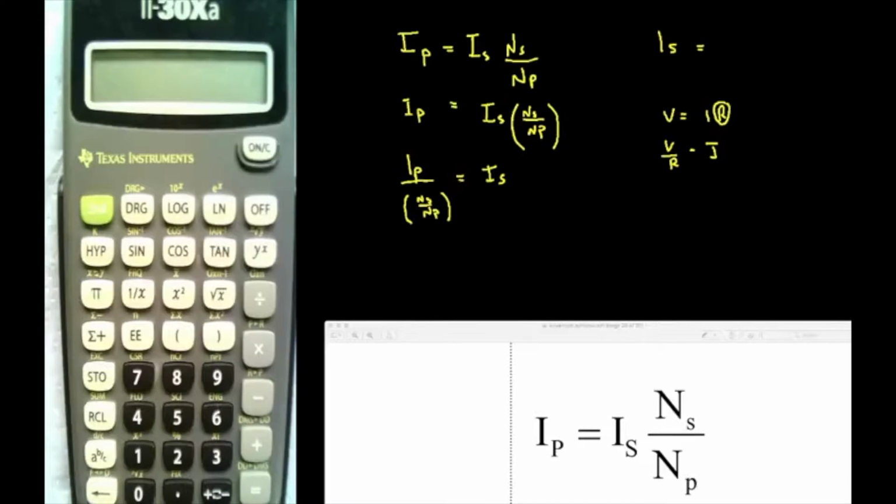Now I can go further than this. I can flip this upside down and bring it up here. You don't have to, because actually at this point you've got IS as the subject of the formula. You could work out this separately and just say IP over the turns ratio equals IS, and that's fine. If you wanted to be a bit more elegant about it, you could write this down as IP times NP over NS equals IS.